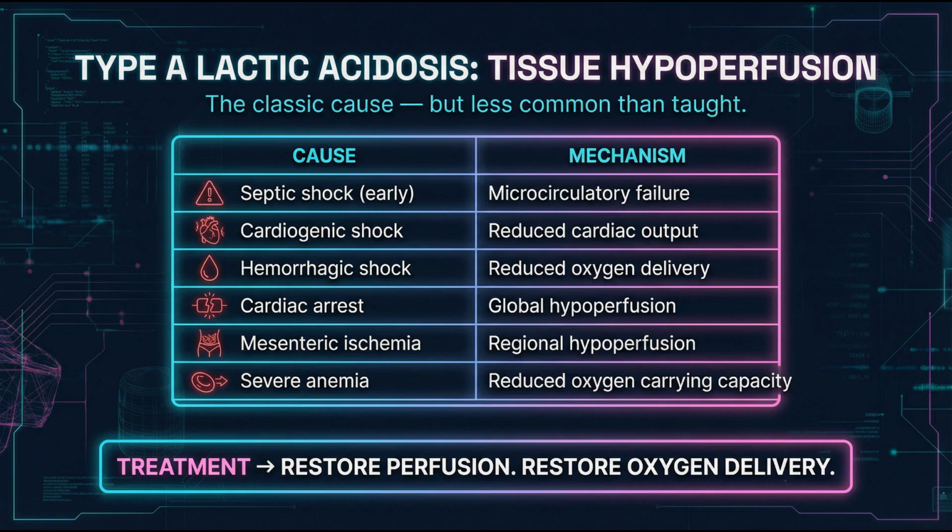We classify lactic acidosis into type A and type B. Type A is true tissue hypoperfusion. Early septic shock with microcirculatory failure. Cardiogenic shock with reduced cardiac output. Hemorrhagic shock with reduced oxygen delivery. Cardiac arrest with global hypoperfusion. Mesenteric ischemia with regional hypoperfusion. And severe anemia with reduced oxygen-carrying capacity. In all of these, restoring perfusion and oxygen delivery is the correct answer.